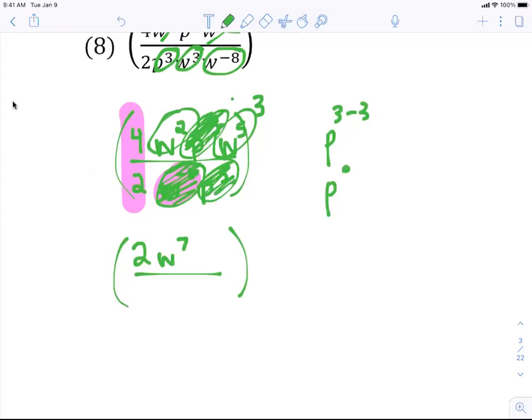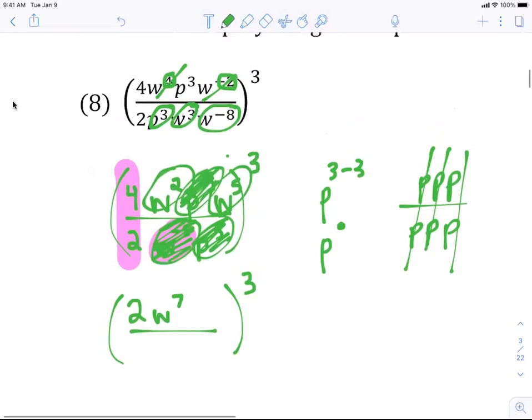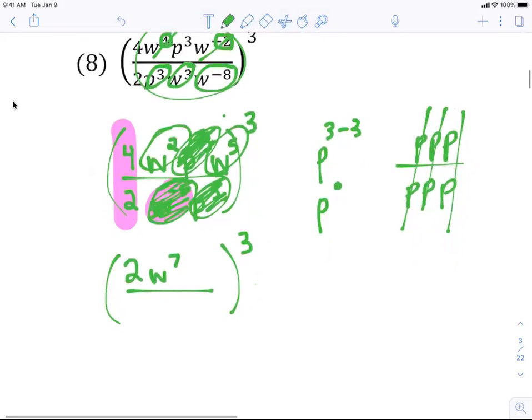It's kind of like if I had a 2 on top and a 2 on the bottom, 2 divided by 2 ends up being 1. The same thing is true here. If I have 3 P's on top and I have 3 on the bottom, each one of them are going to cancel. P divided by P is 1. P divided by P is 1. P divided by P is 1. And all of them cancel. So really all we're left with is 2 times W to the 7th, cubed. All of this grossness really simplified down to this right here.